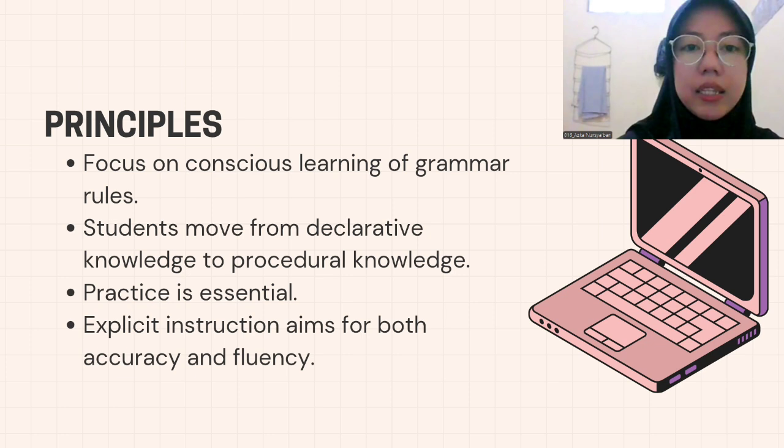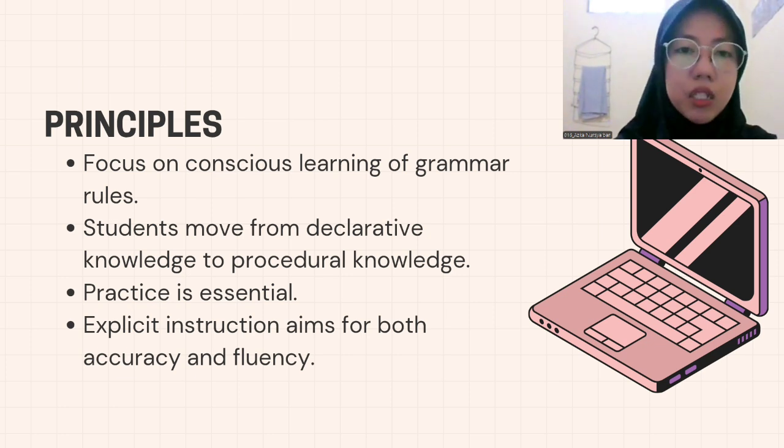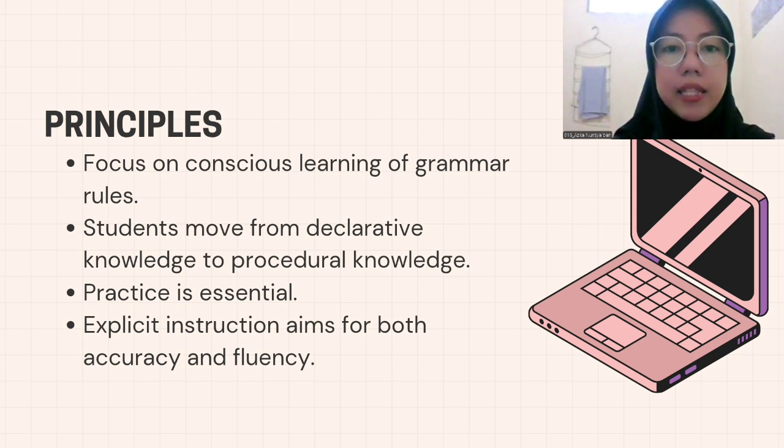Next, let's talk about the key principles of this method. First, focus on conscious learning of grammar rules. Grammar learning is a cognitive process. This means it's like learning other mental skills. We start by understanding rules and then we practice them until they become automatic.